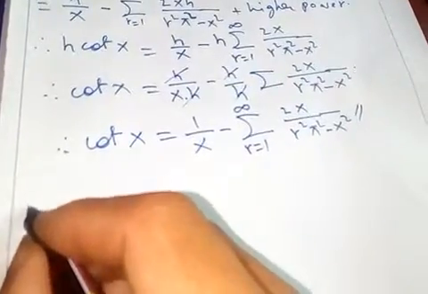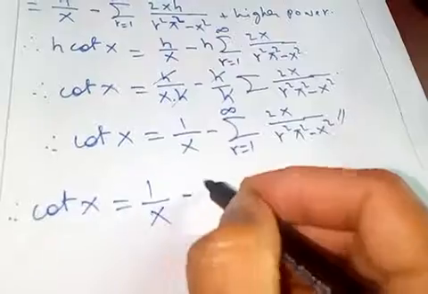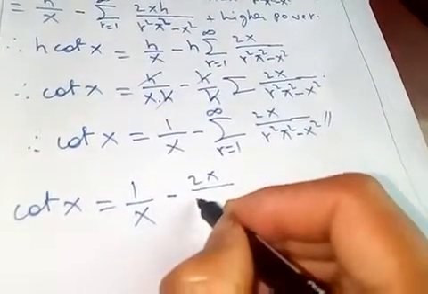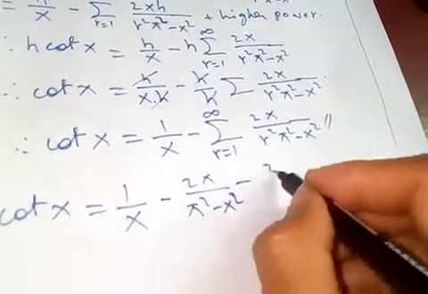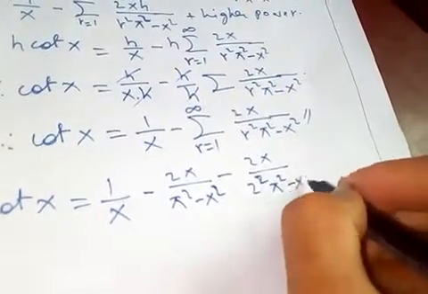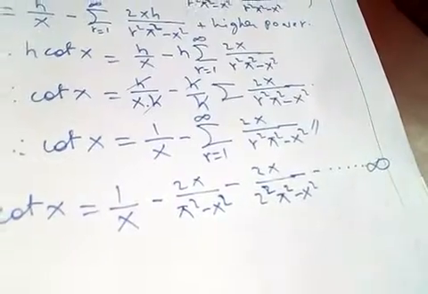Let me do it one more time. 1 over x minus summation 2x over, if I put r equal to 1, it will be pi square minus x square, minus 2x over 2 square pi square minus x square, minus, and so on, up to infinity. So this is our last proof.